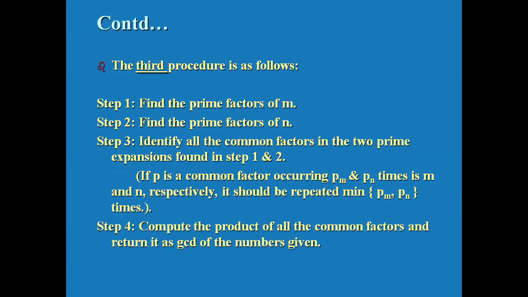The third procedure is one which we would very commonly have learned in school. Find the prime factors of m, find the prime factors of n, and identify the common factors of the two prime expansions we have found in the previous steps. If p is a common factor occurring pm times in one and pn times in the other, we have to take the minimum number of times it is repeated in both the factorizations. Compute the product of all the common factors and return that value as the GCD of the given numbers.